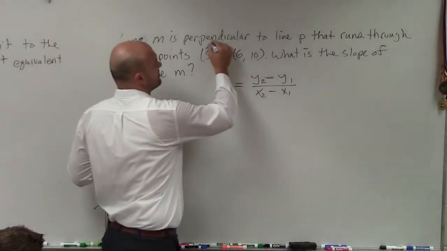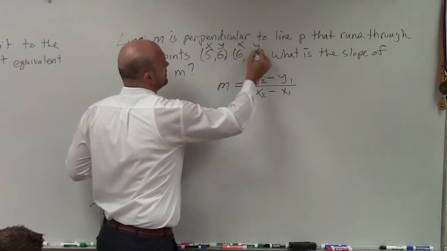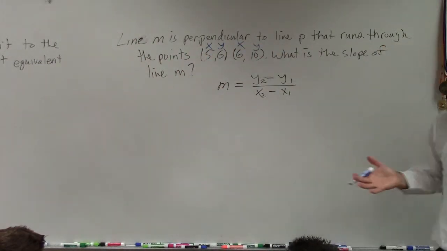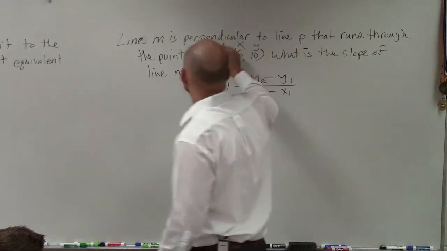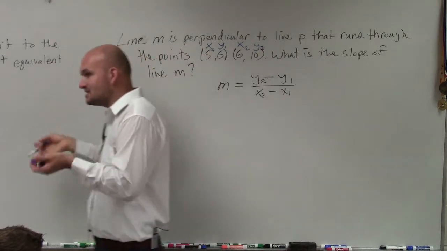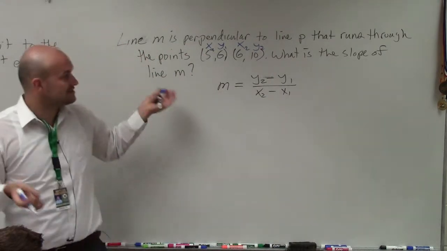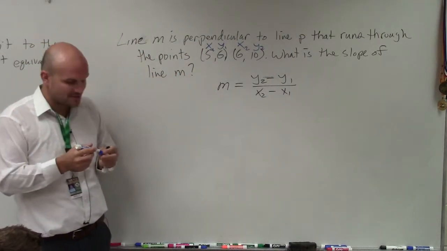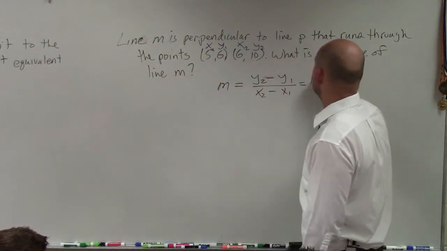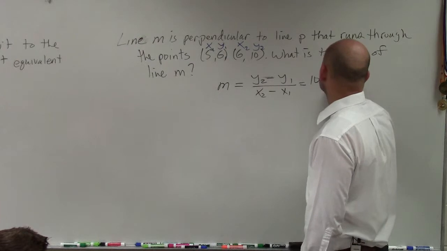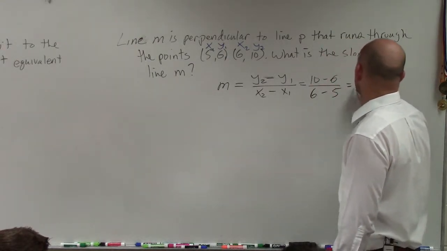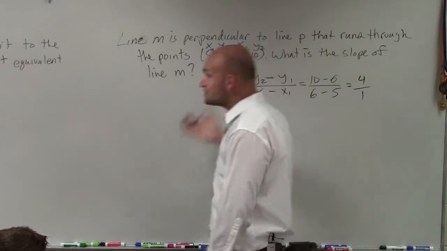Basically, ladies and gentlemen, these are both x, y coordinates. Points always have x and y coordinates, but we just need to determine which one is 1 and which one is 2. Really, it's up to your discretion. Just make sure the coordinates are together, like x1 is next to y1, and x2 is next to y2. Then I'm just going to plug that in. So y2 is 10 minus y1, which is 6, over 6 minus 5, which equals 4 over 1. So that is the slope of line P.